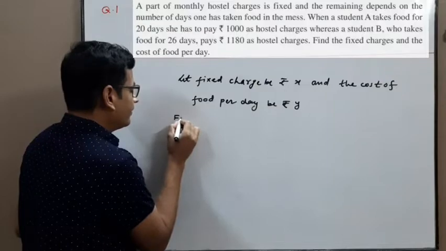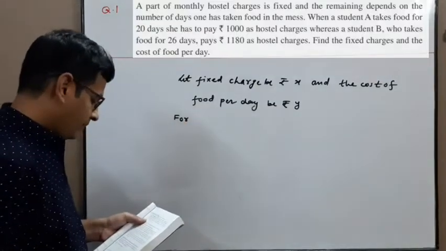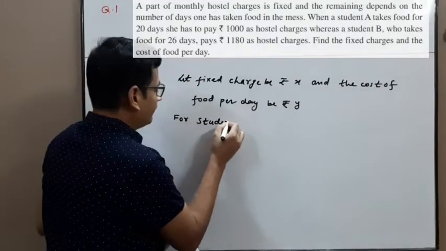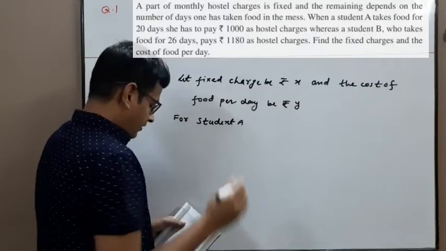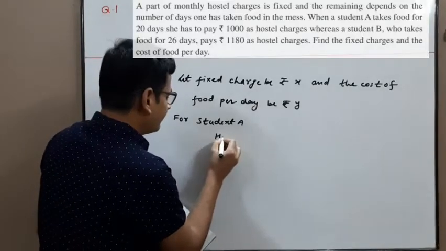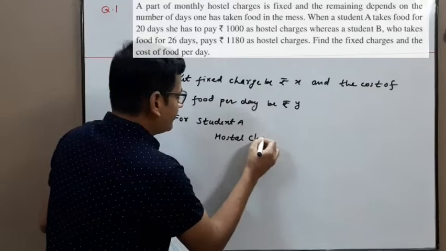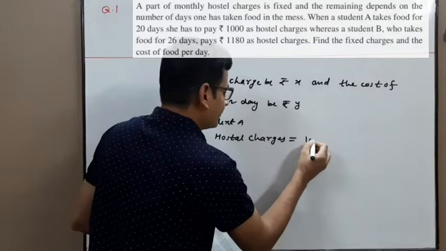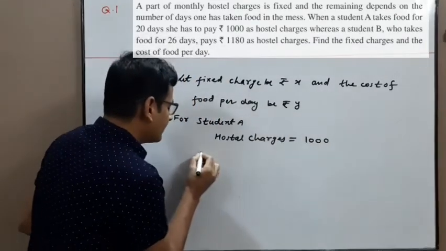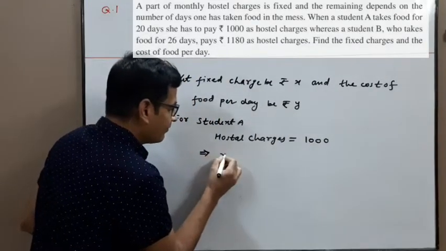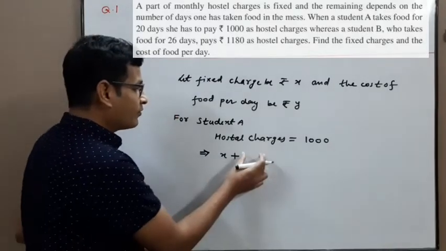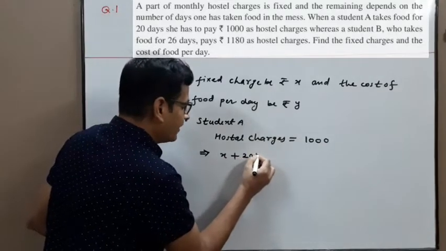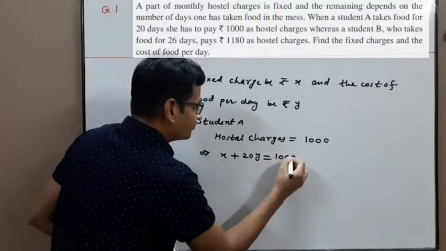Now write for student A. Hostel charges is equal to rupees 1000. Now hostel charges means fixed charge plus charge for 20 days. Now charge for a day is rupees Y. So charge for 20 days, 20Y, is equal to 1000.